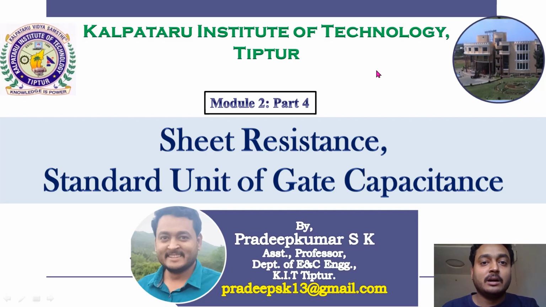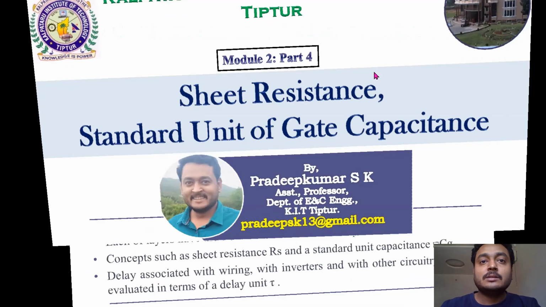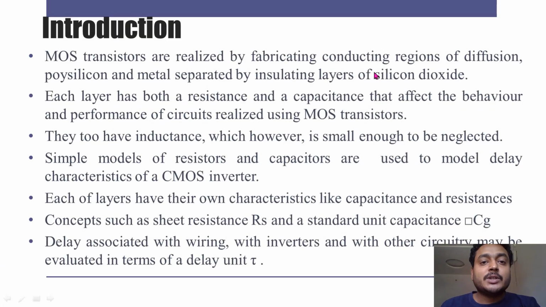Capacitances, and how we calculate the capacitances and resistances. Okay, so first of all, all the MOS layers include some metal layers, polysilicon layers, diffusion layer, and substrate. All these things will offer some resistances and some capacitances.